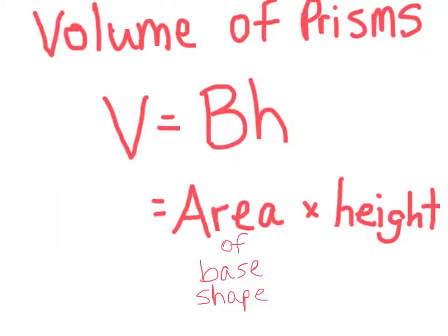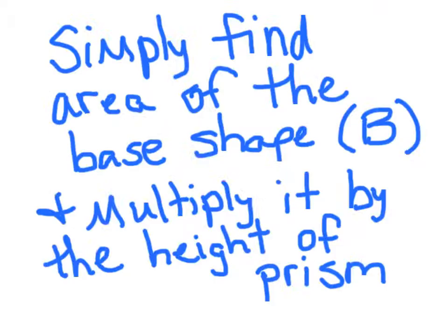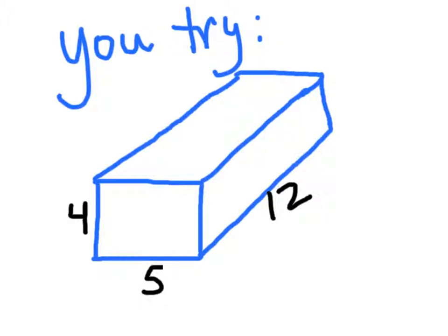So remember, the volume of prisms is very simple. It's simply the area of your base shape times the height. Big B times H. Simply find the area of the base shape and multiply it times the height of that prism. You try. I want you to write this out on paper. Make sure you show all work.